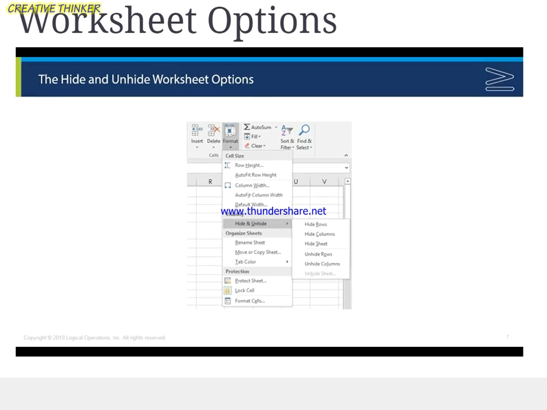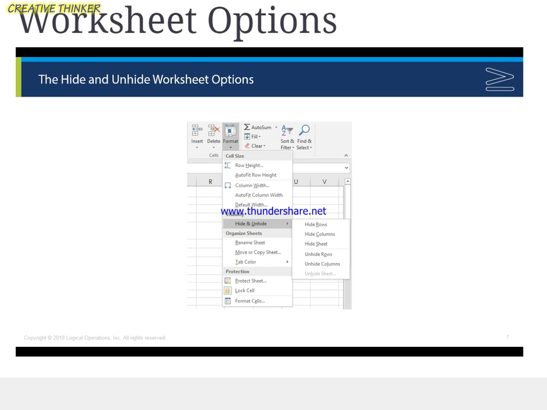You can just choose the cells group from the Home tab, and then you're in your format options. There's going to be a hide and unhide, as we see there, and then you can choose whether you want to hide rows, columns, sheet, or unhide those things that have been hidden. The only way you'll know that this happens is, for instance, on columns, you might go from A to C instead of A to B. So you know that B is there, it's just been hidden.